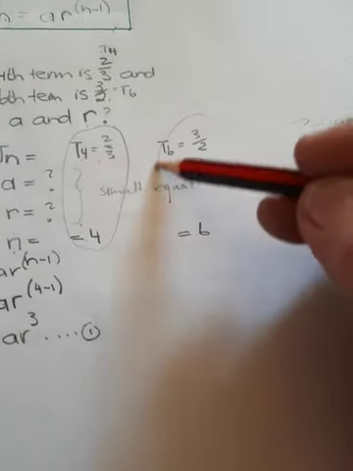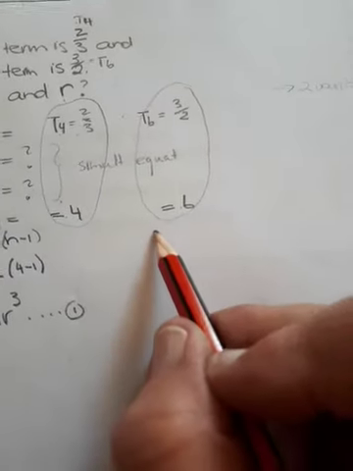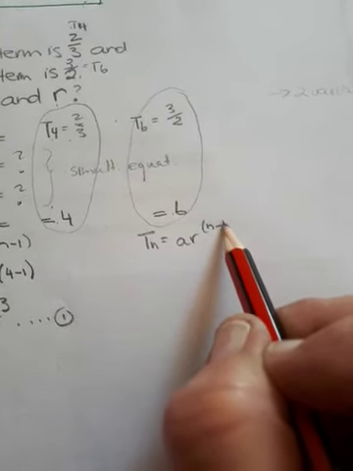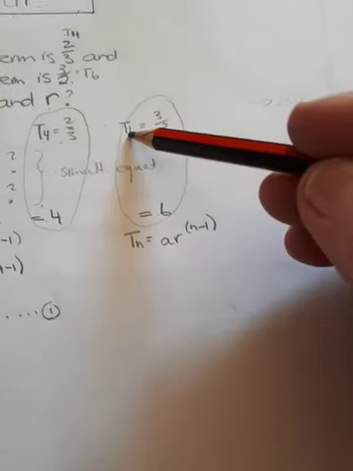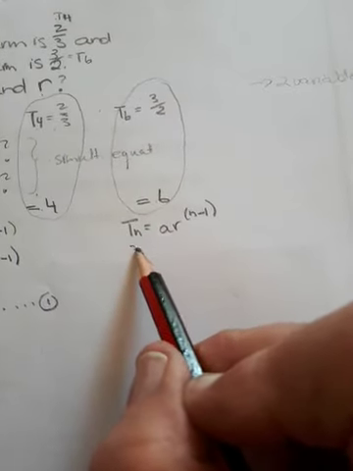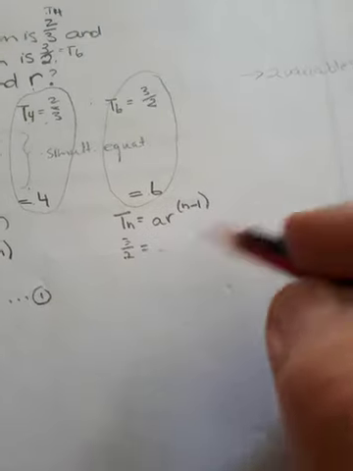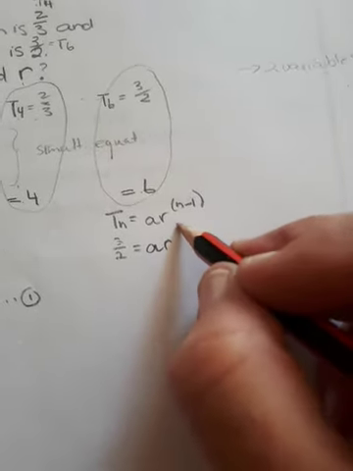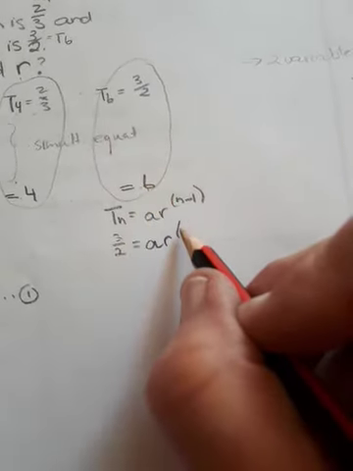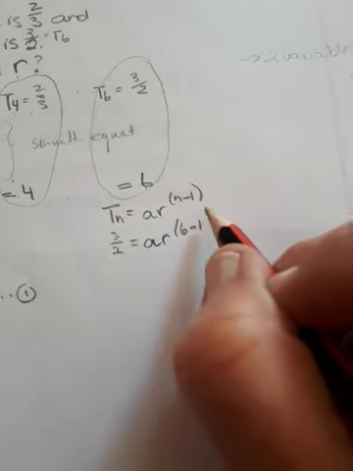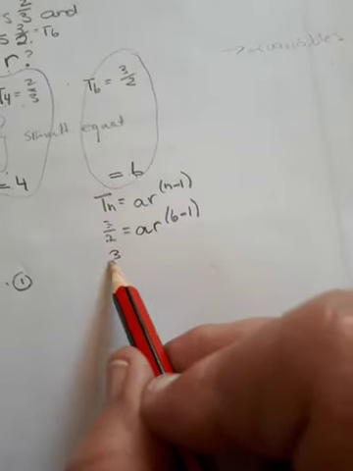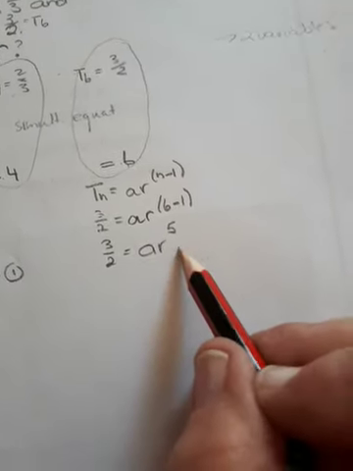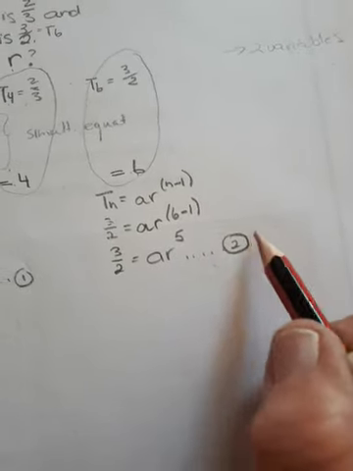Now I will work with my second equation. Again, we will start with our standard formula. We will now substitute T6, so Tn, with 3/2. a will remain a because we must calculate that. r will remain r because we must calculate that. But now n is 6, so we have 6 minus 1. If we simplify that, then we get ar^5. So this gives me equation 2.